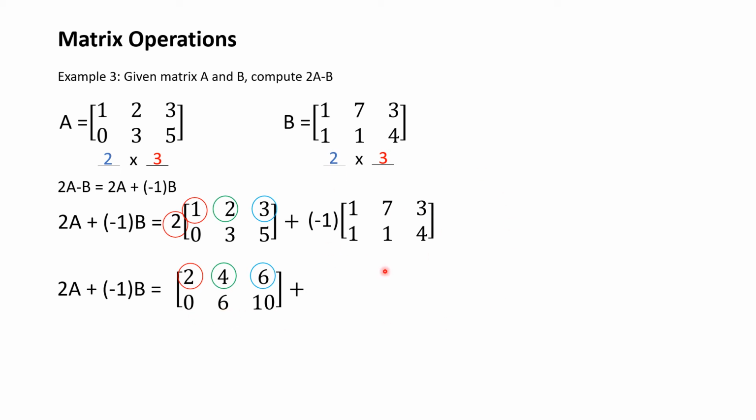Next, we move on to matrix B. And we're performing scalar multiplication on matrix B by multiplying it by negative 1. Negative 1 times 1 is negative 1, negative 1 times 7 is negative 7, and negative 1 times 3 is negative 3. And we use a similar approach to determine the values for row 2. Now that we have the two matrices, we must use matrix addition to determine 2A plus negative 1B.